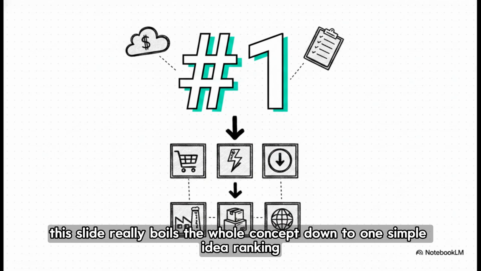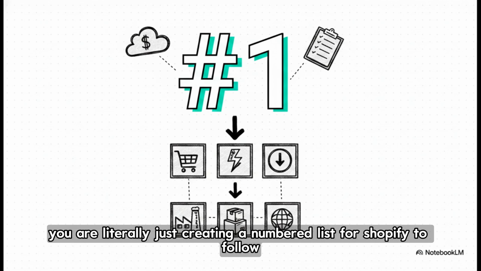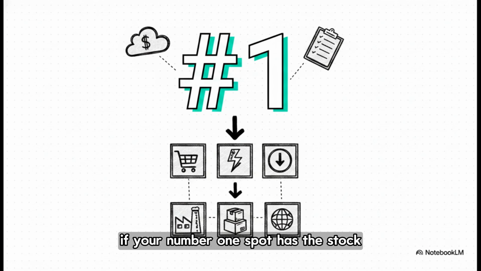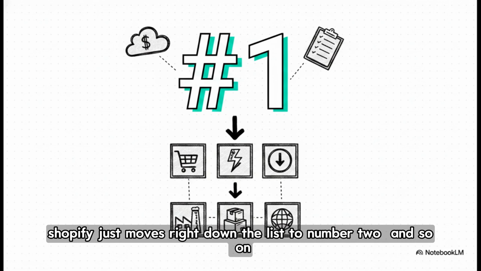This slide really boils the whole concept down to one simple idea: ranking. You are literally just creating a numbered list for Shopify to follow. If your number 1 spot has the stock, it gets the order. If it doesn't, no problem. Shopify just moves right down the list to number 2, and so on.